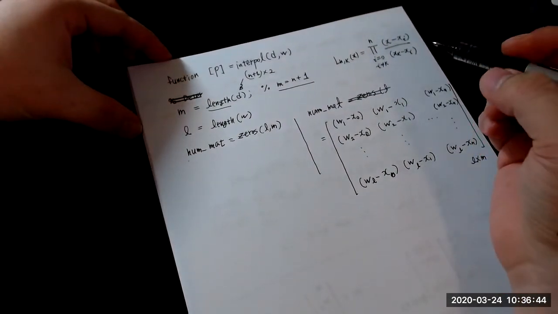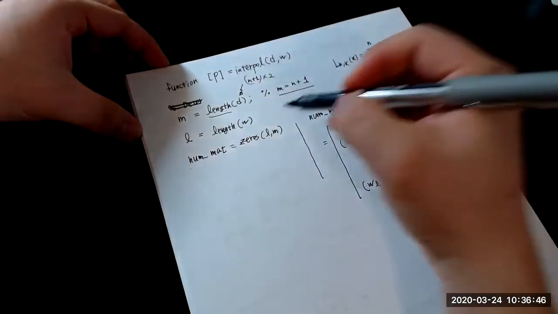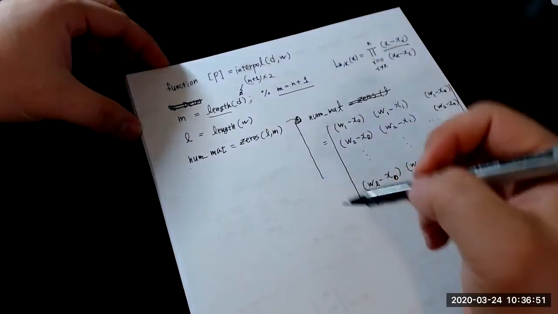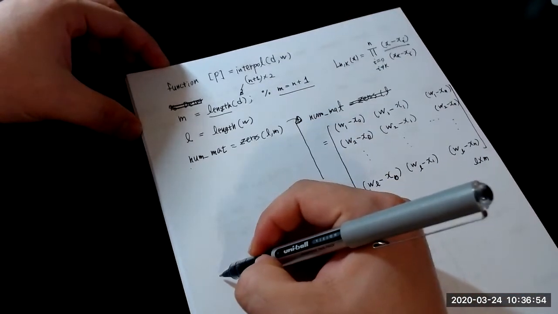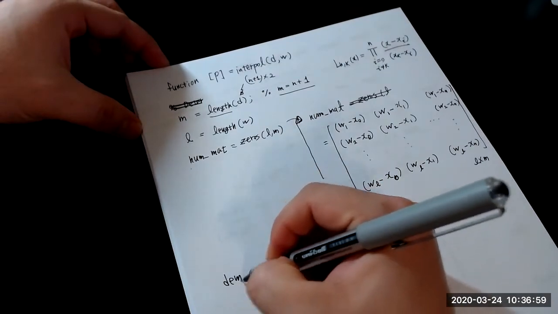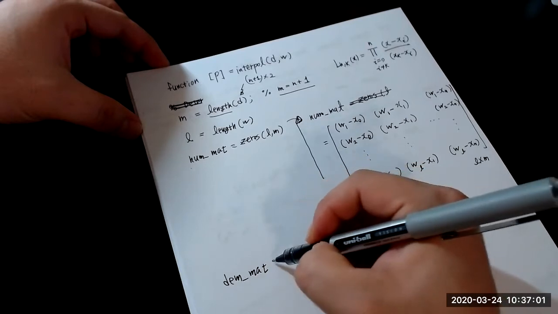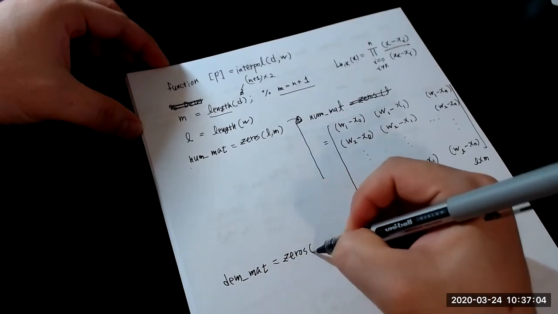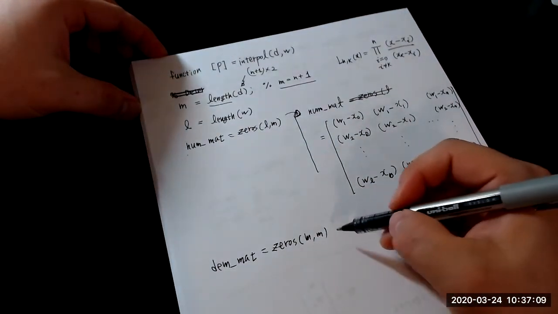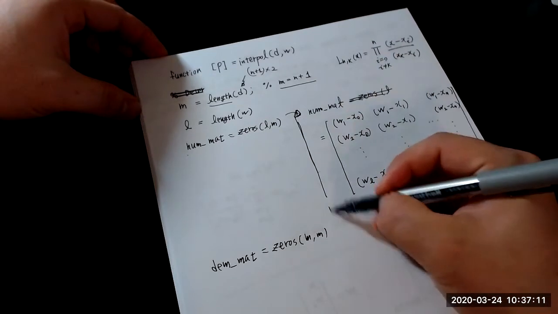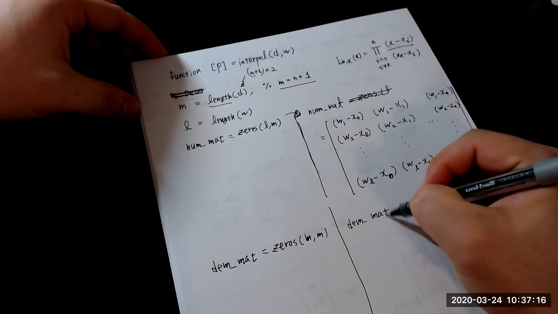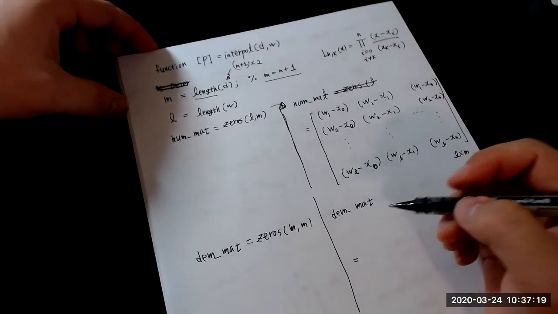The next one is the denominator, so DEM-MAT is going to be zeros of M by M. Why is this M by M? Because the DEM-MAT is going to be, so let's see.